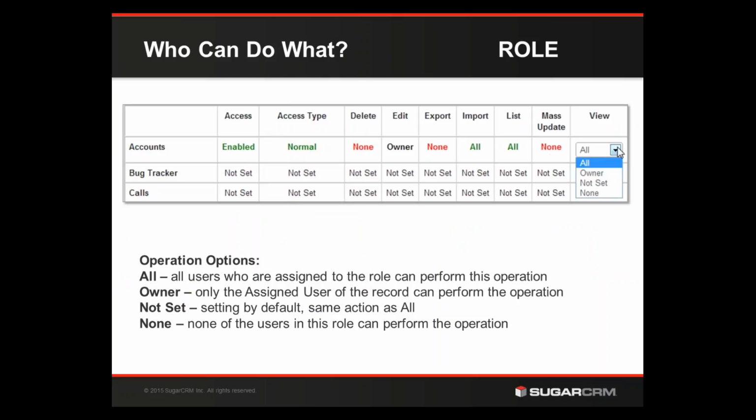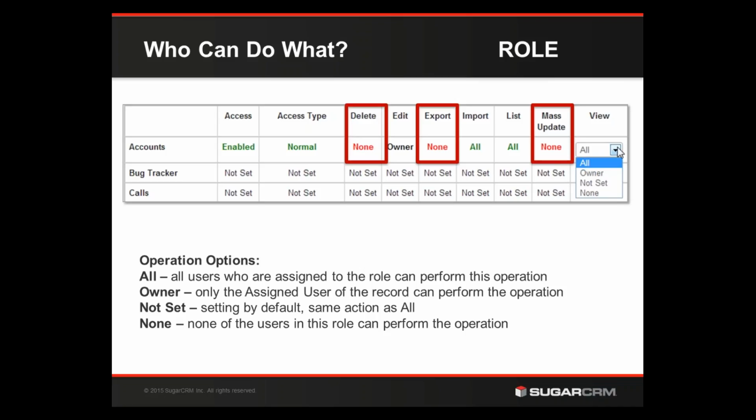Okay, so the next topic, or the next kind of access we're talking about, is a role. And a role is basically saying what operations, or what can they do within a module. So if we just took this first row right here where it says accounts, do you see right here? And then it says access is enabled, the access type is normal, and then it has all of the operations, the delete, the edit, export, and so on.